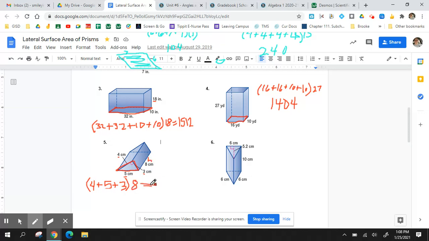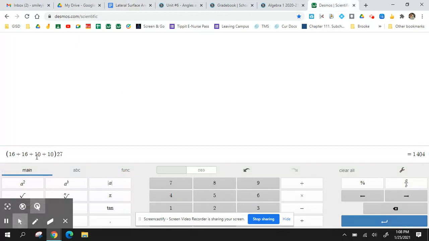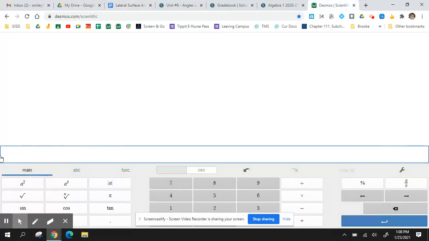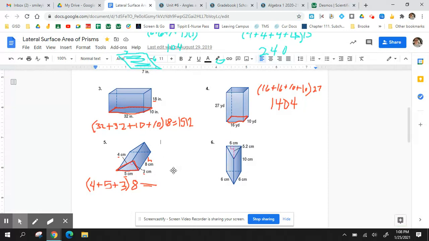All right, so let's go to Desmos. Clear all that out. We want parentheses here. 3 plus 4 plus 5. And we're going to multiply it times the height of 8. And we get 96 for our lateral surface area. So you won't really see ones like number 6. You will see some like number 5. So if you wanted to put your own numbers in and try out another example, that is perfectly good.